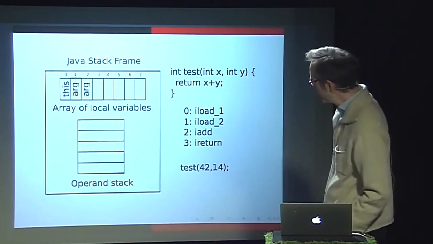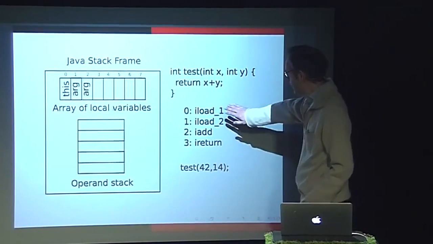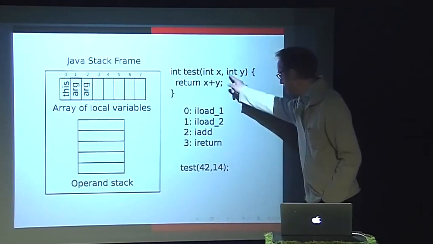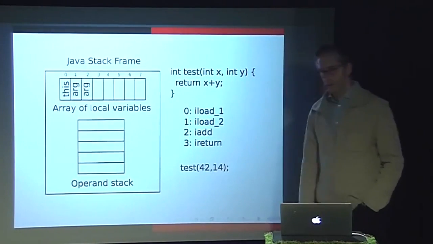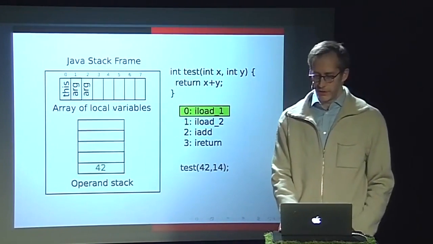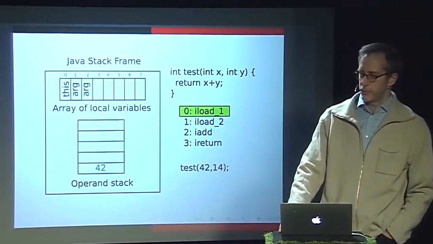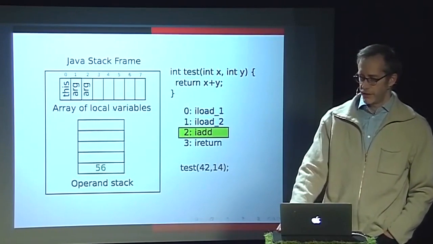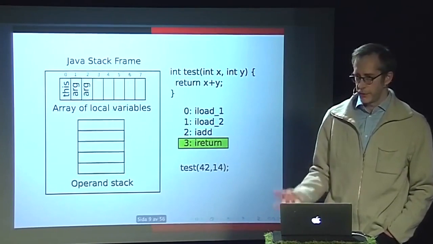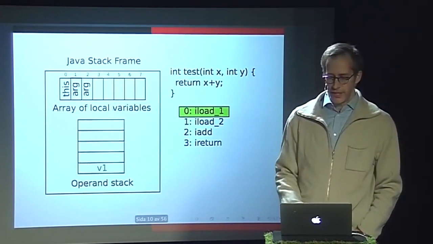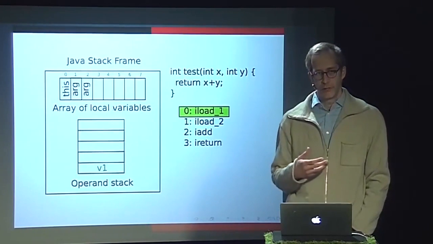And if we would like to execute this bytecode, load 1, load 2, add, return, and the arguments to this function are 42 and 14. What you would see in the interpreter is that, okay, you load the first argument, which is 42, load the second argument, replace it with 56, and you return.